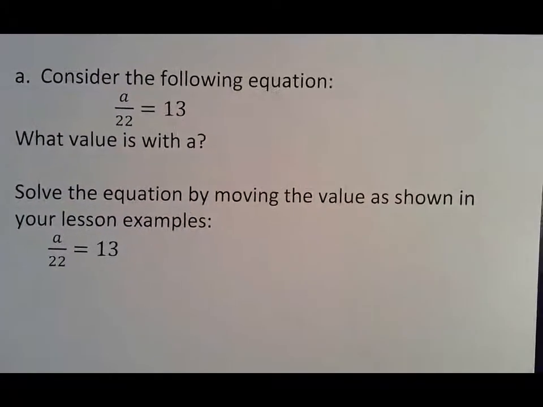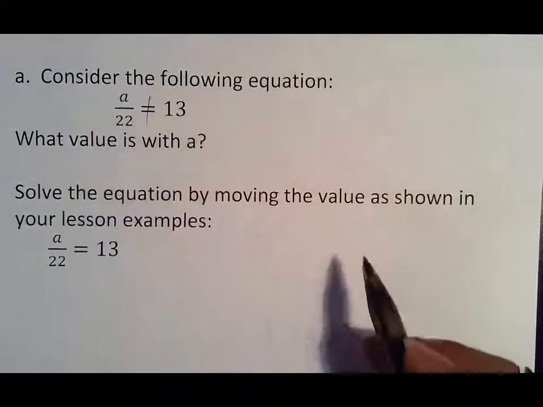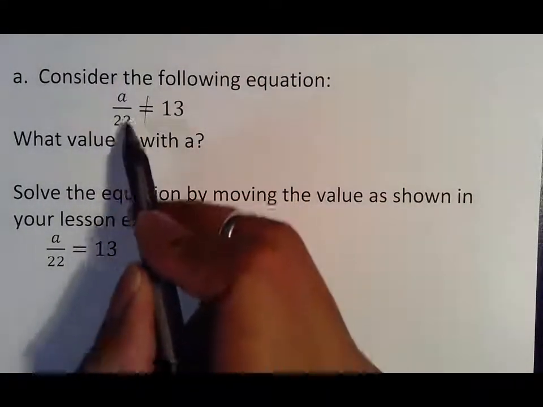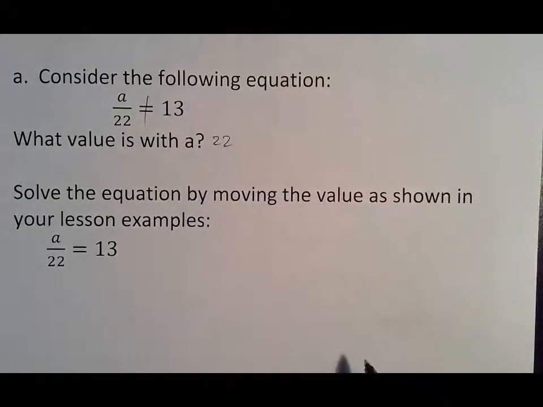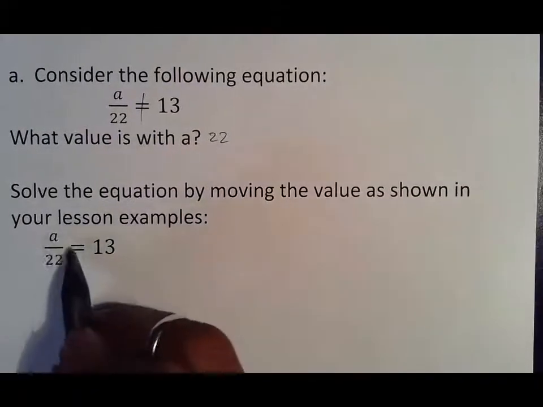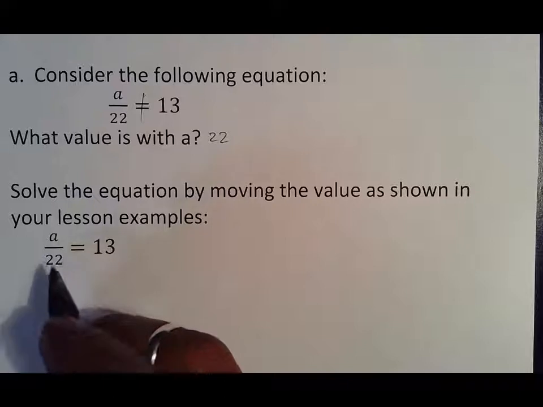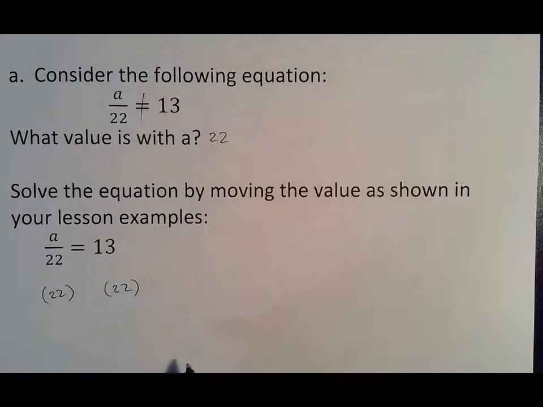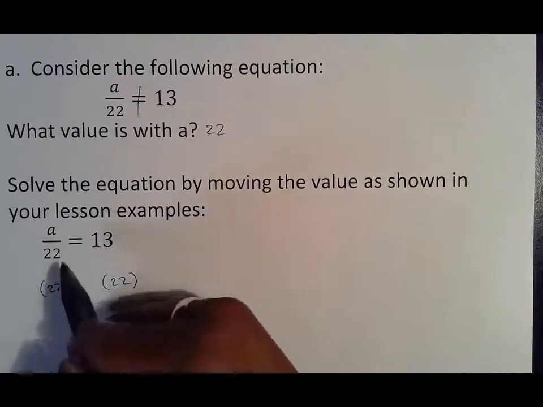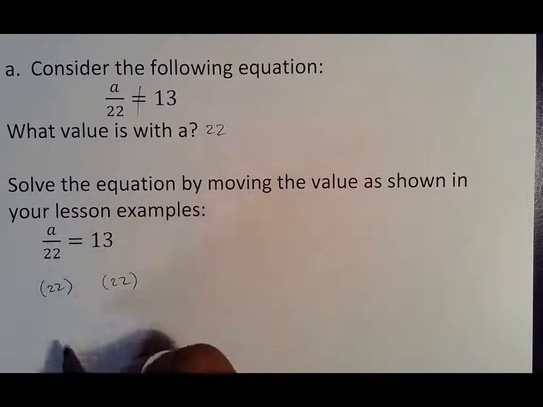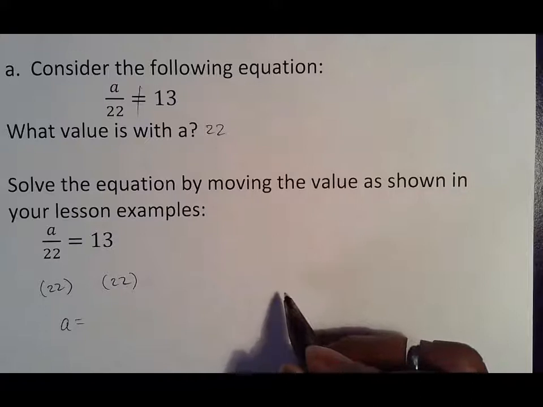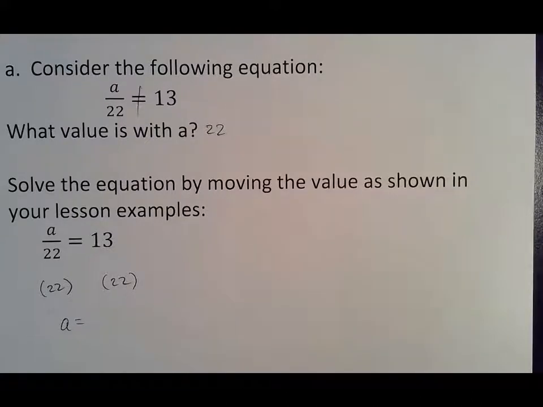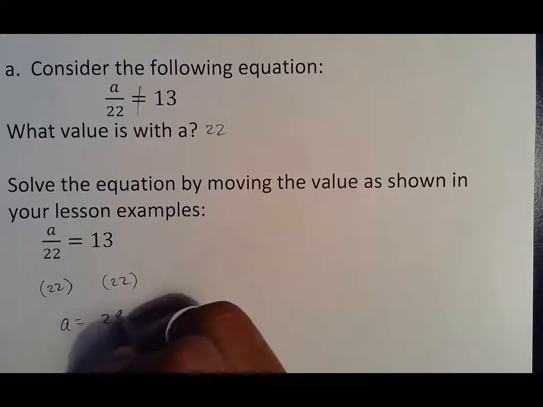Looking at this problem here, that's my wall. A over 22 equals 13. What value is with A? Well, the value in the fraction with A is 22. So when we go down here, how do we move a number if A is being divided by 22? We multiply by 22, and that's what you're going to put in each box. Multiplying by 22 makes those go away, which means that A comes down. And 13 times 22 would be 220 plus 66, which would be 286, I think.